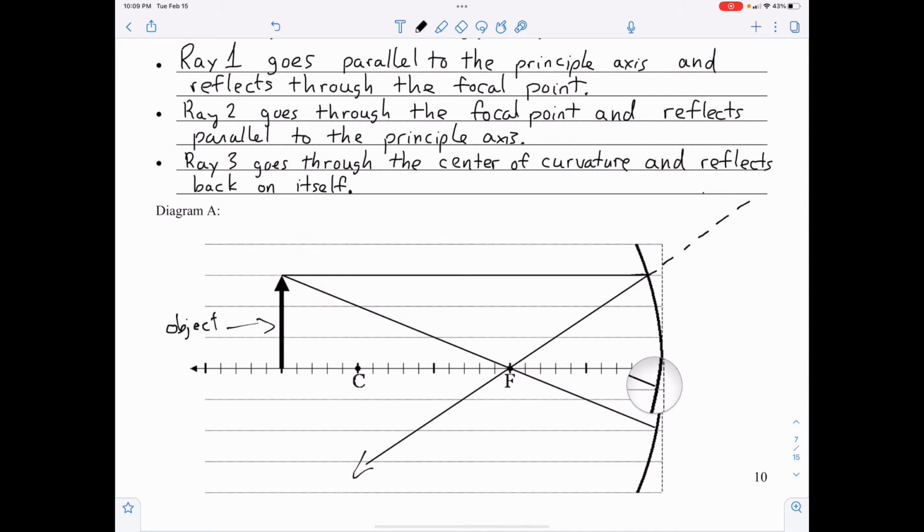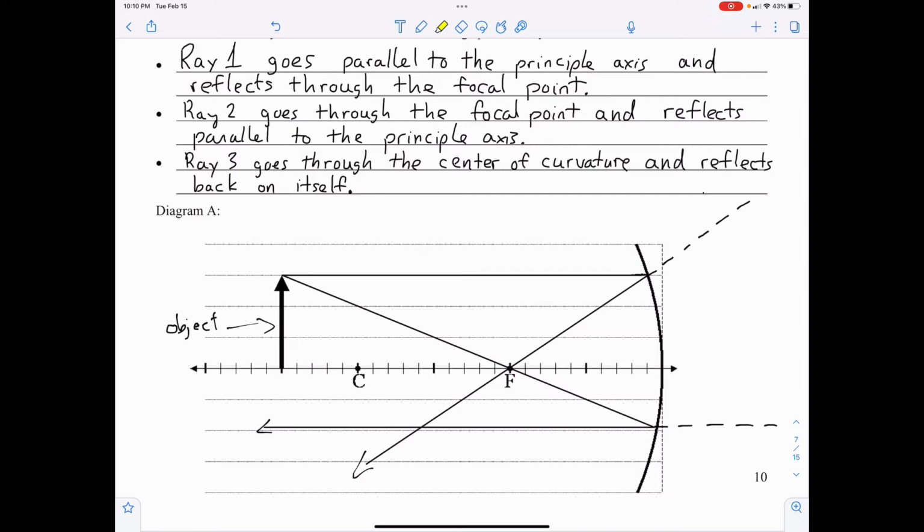It's going to meet the mirror, just like right there. And then it's going to reflect parallel to the principal axis, just like that. There's your back ray. Notice your reflecting rays have converged at that point right there. Your back rays have diverged. That's going to be a major point of being able to identify this.